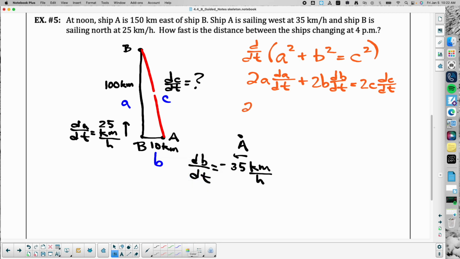I'm not even gonna get to finish, am I? A was 100. DA/DT was positive 25 kilometers an hour. B was 10. And then negative 35. I 100% ran out of space.